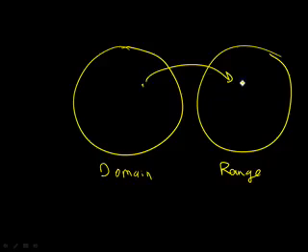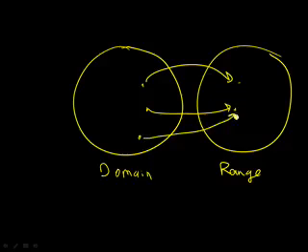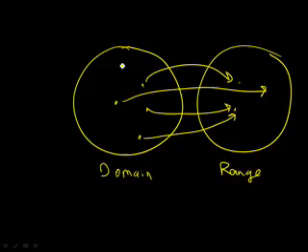So a point in the domain maps to a point in the range. Another point in the domain maps to another point in the range. As a matter of fact, you can have multiple points in the domain mapping to the same element in the range, as we pointed out before in a function. Okay. What you can't have is an element in the domain mapped to more than one element in the range. That would not be a function.